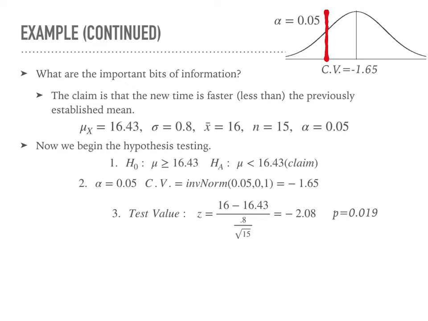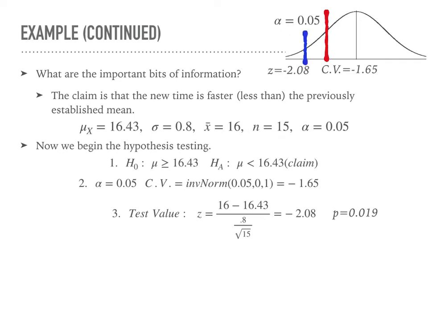So on the calculator, you would go to stat, over to tests, and we would be using the z-test here. So we would enter all of our information, and it would give us a test value of negative 2.08, and then also the p-value of 0.019.